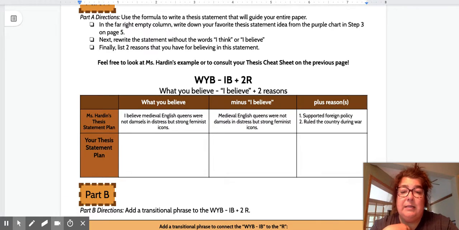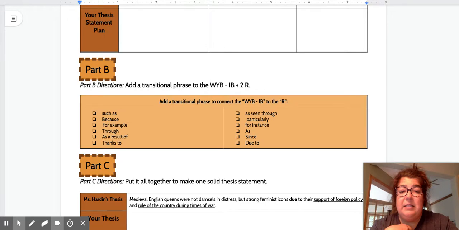So when you do this, you're going to write your "I believe" statement. You're going to write it again without the "I believe," okay? Then you're going to list your two reasons. Those are the ones that you confirmed during your research. You're going to put it together by picking a transitional phrase, okay? If you don't know a transitional phrase, we have some for you. Make sure you pick one that sounds like it makes logical sense.